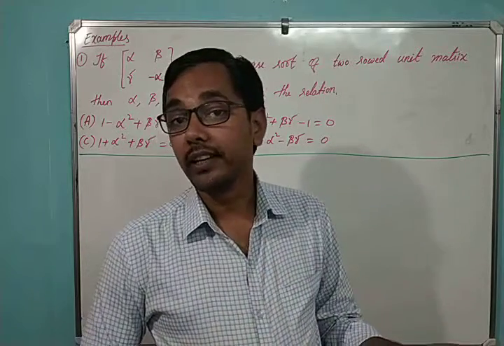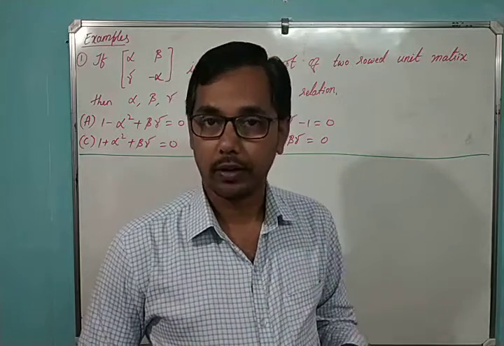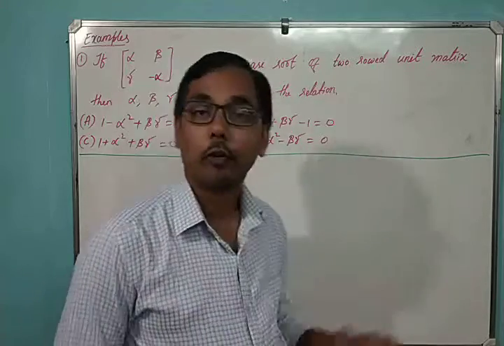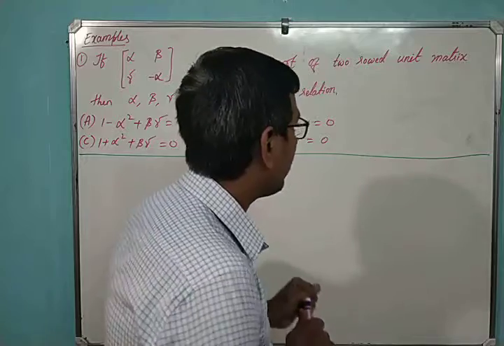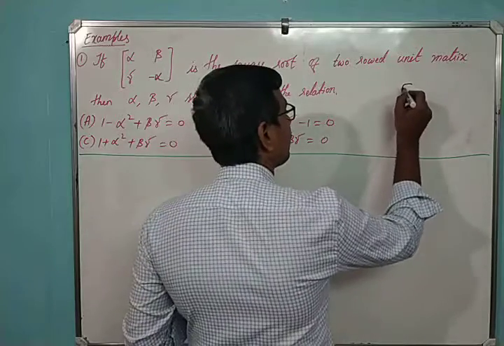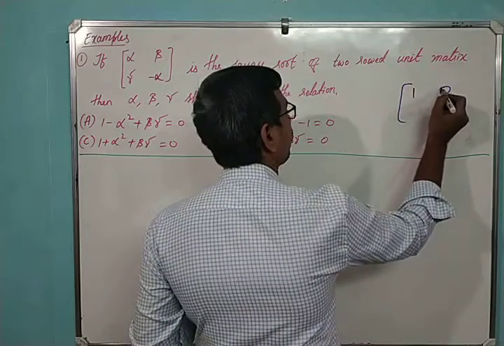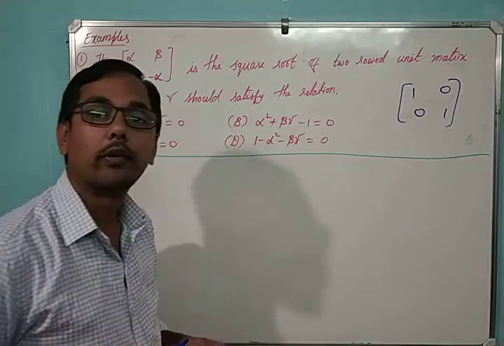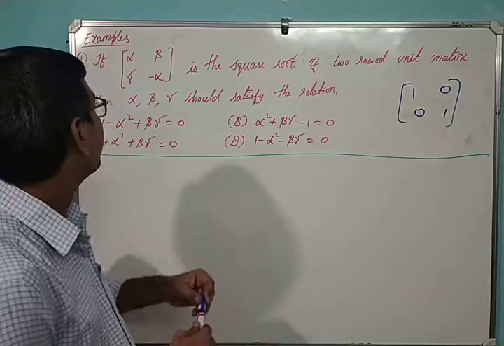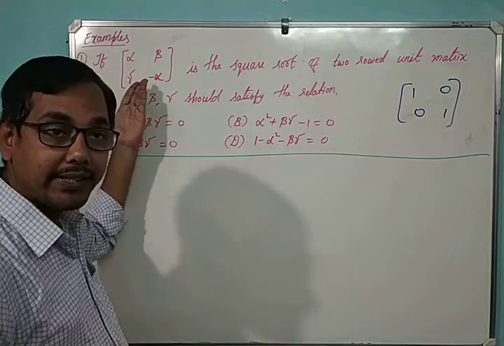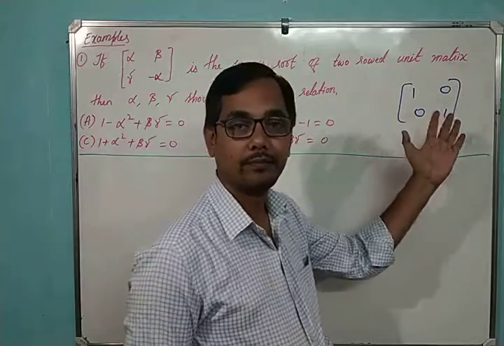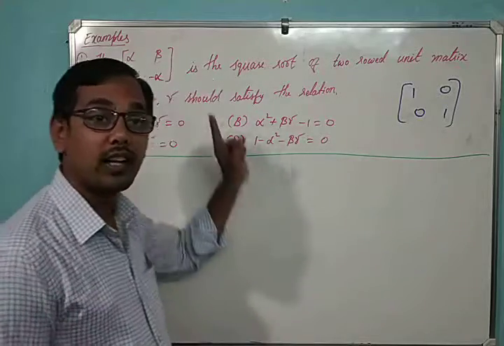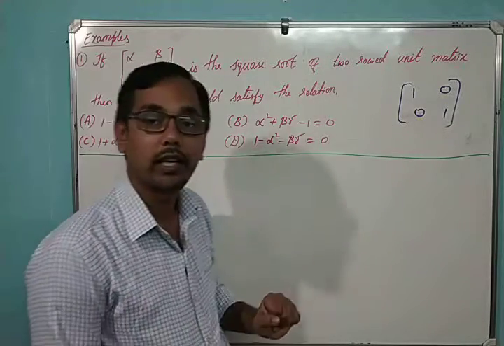What will be the order then? 2 cross 2, or second order, or order 2. So our unit matrix is of order 2. Then how will that matrix be? 1 0 0 1. This will be that particular matrix. What they are saying here is, this given matrix is the square root of this matrix. What is the relation? This is the square root of this particular matrix.